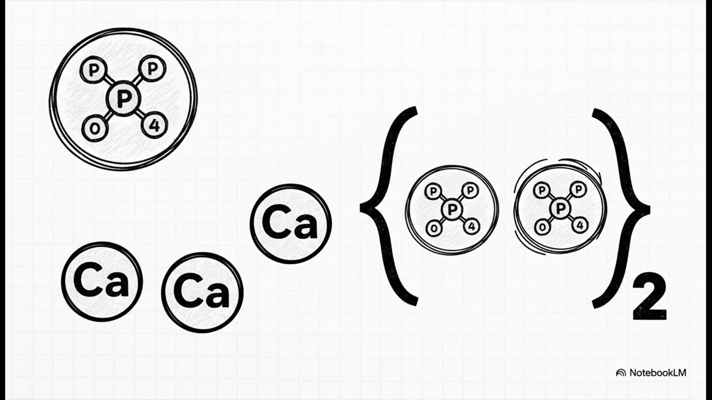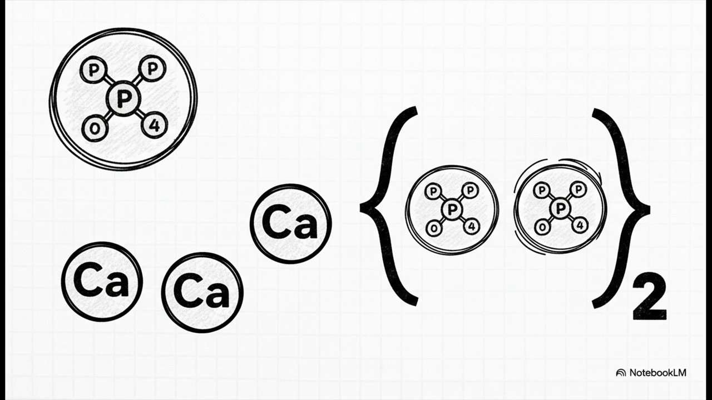And here's the second special case, polyatomic ions. Now, these look scary, but they're not. They're just little groups of atoms, like phosphate here, that act like a single unit with one overall charge. If you need more than one of them to balance things out, you just put them in parentheses before you add the subscript.